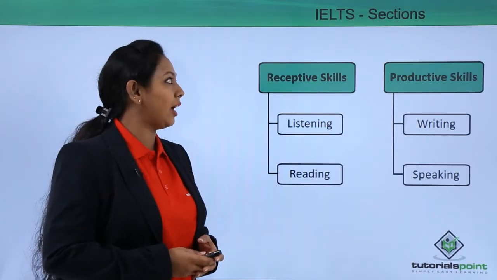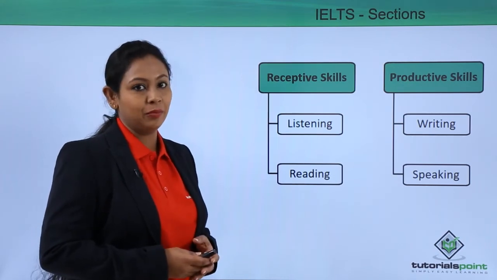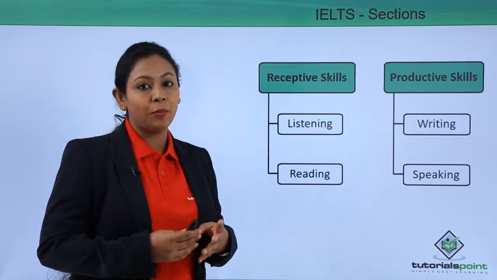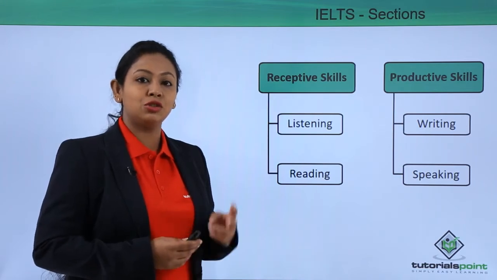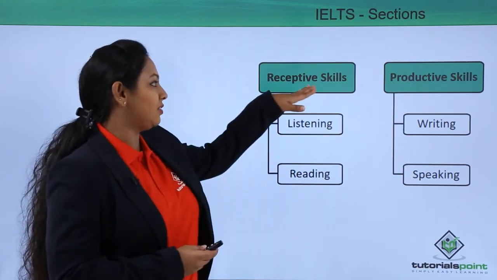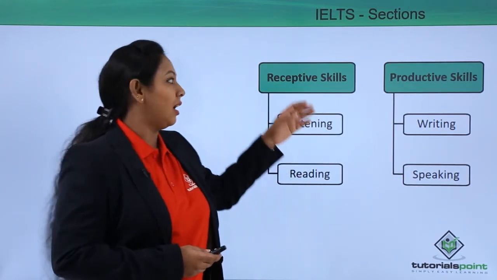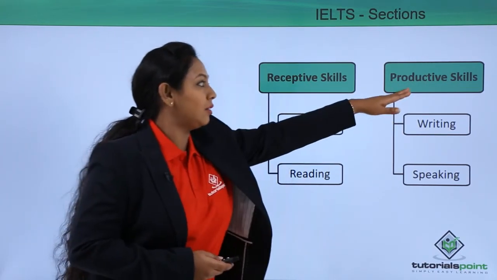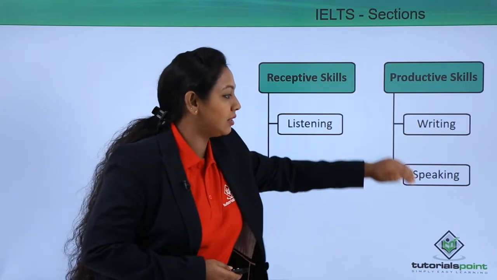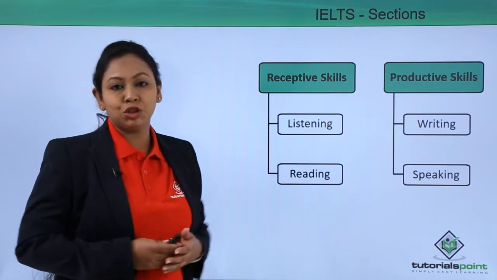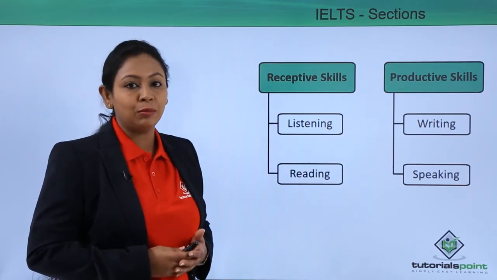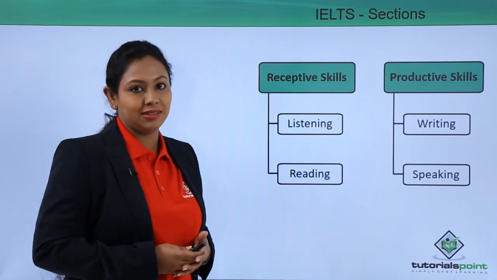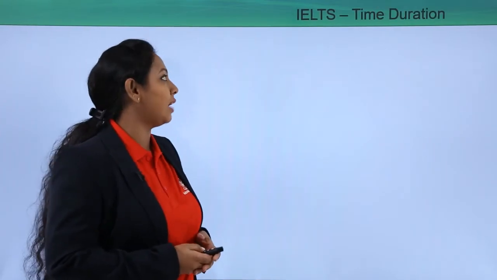Now, let's have a look at the sections of the IELTS exam. The IELTS basically has four main sections which test two skills of yours, the receptive skills and the productive skills. Under your receptive skills, you have the listening and the reading section, whereas under the productive skills, you have the writing and the speaking section. Now, I am sure you must be wondering what is the time duration for each of these sections. Let's have a look at the time duration.